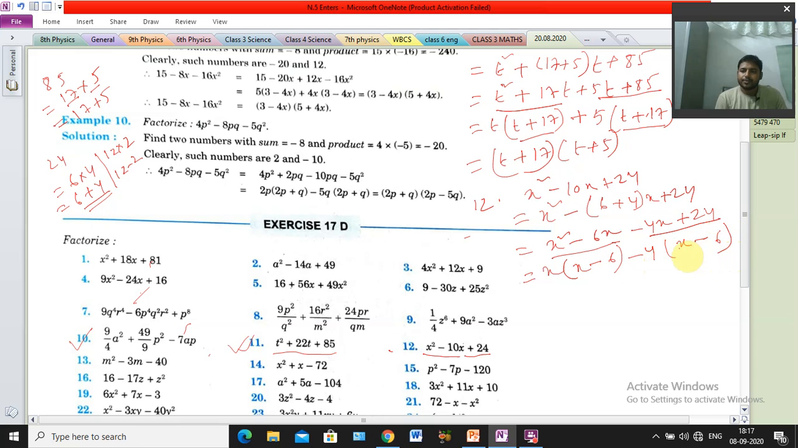Clear? Next, so now see, check it once. In the bracket x minus 6, here also x minus 6, that is correct. So x minus 6, and what will come for the remaining one? x minus 4 will come. Understood? Clear?